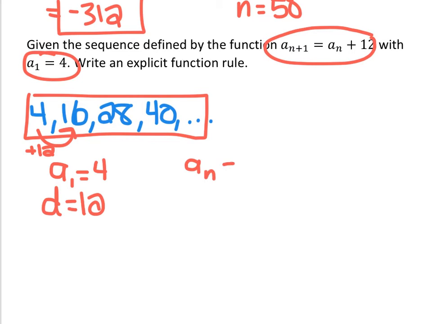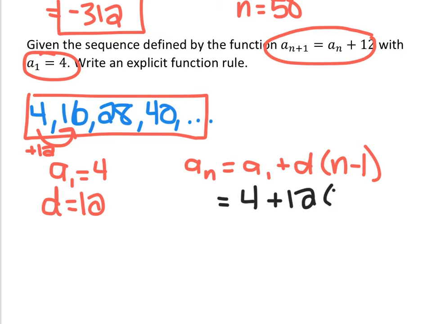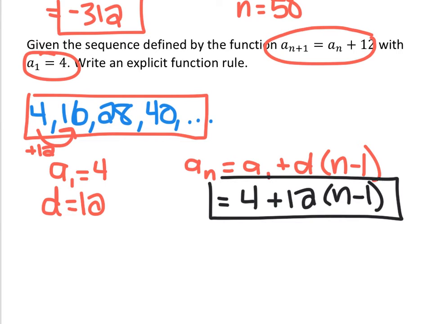So remember that formula. It's just going to be our first term, which is 4, plus 12 times n minus 1. And that's it. It was just worded a little differently.